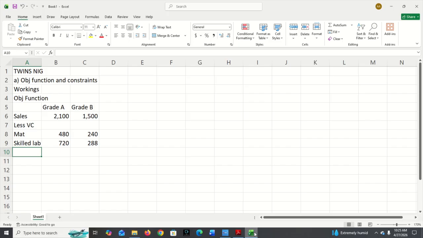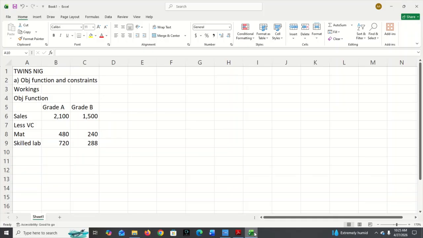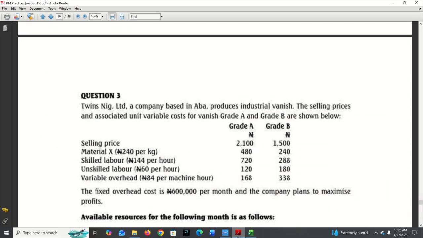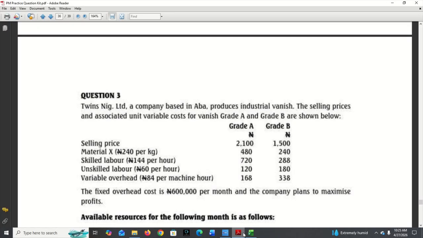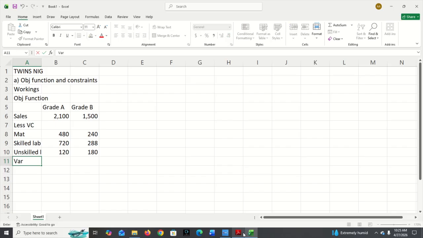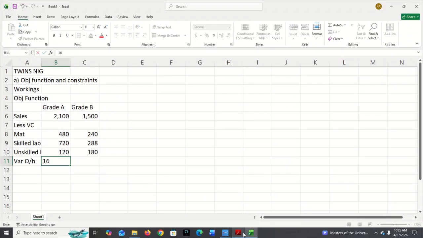Okay, next we have our unskilled labor. Unskilled labor is how much? Let's check. Unskilled is 120 and 180. Then lastly we have variable overhead. So that means variable overhead is how much? 168 and 338.